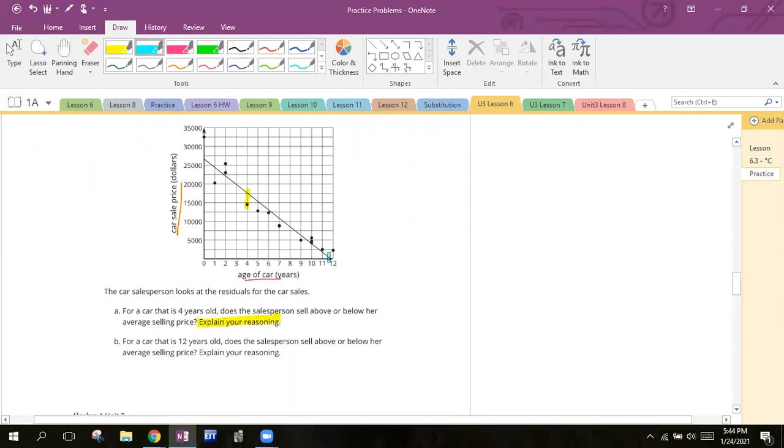Okay, then we're going to do the same for 12 years. There's 12. Okay, let me kind of go back. So the line's going to be right there. Okay, that's going to be our estimated value. This is going to be the actual value. So was the price above or below what they estimated it to be? And then just explain.